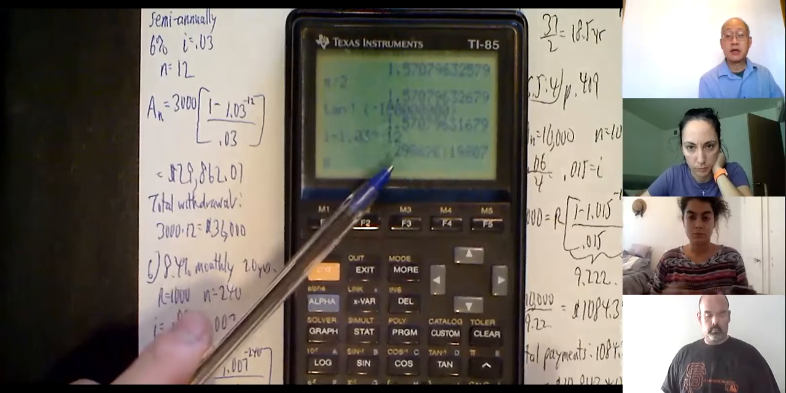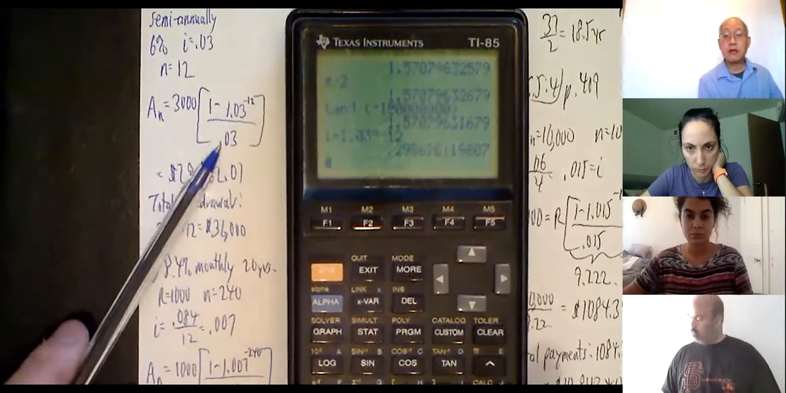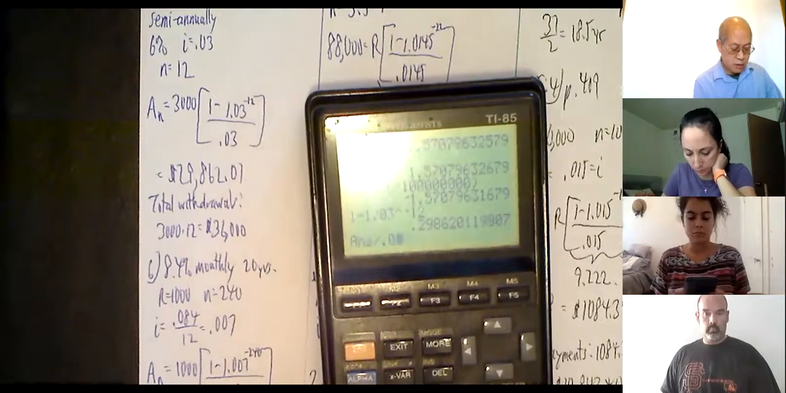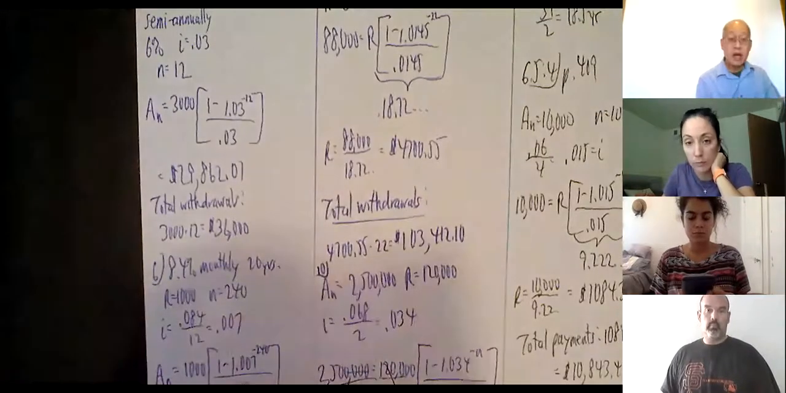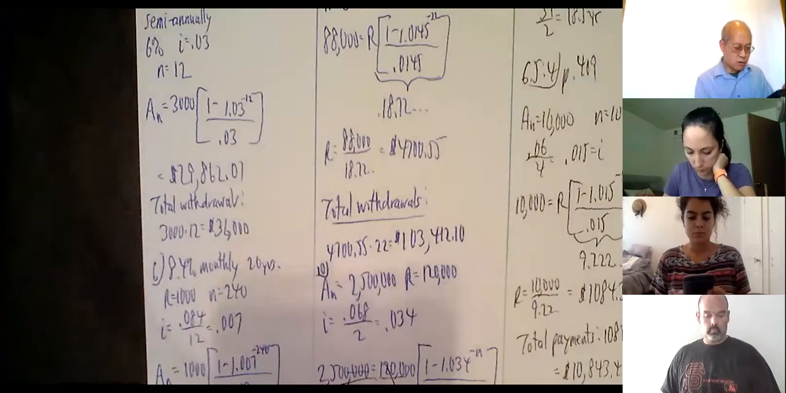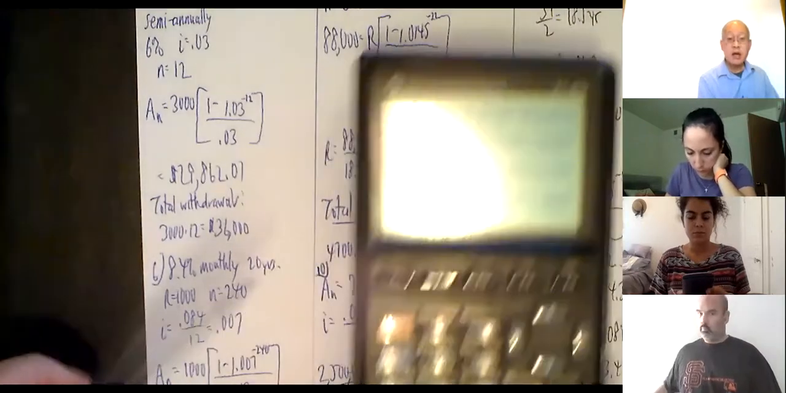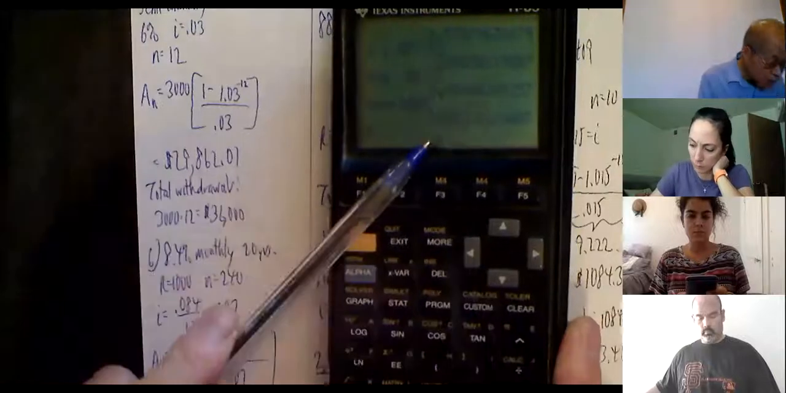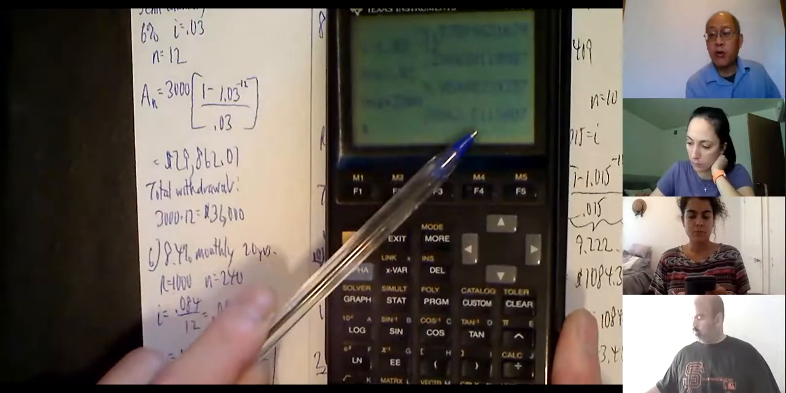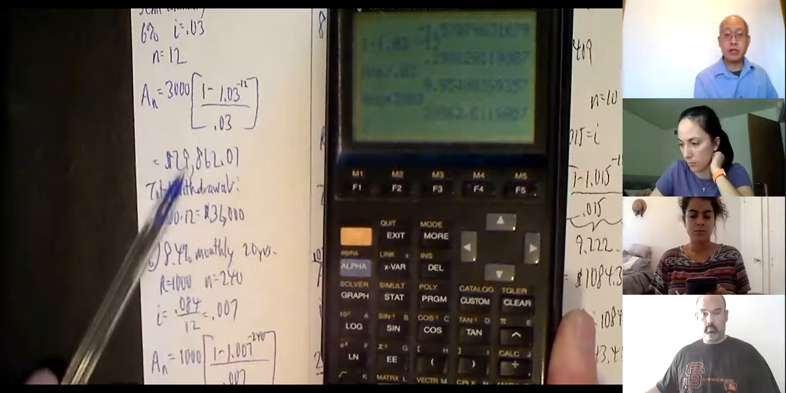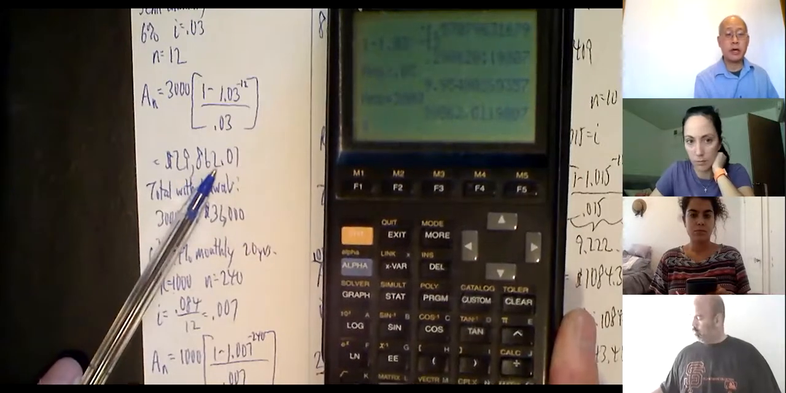Okay, so I get this thing, and then I'm supposed to divide it by what? 0.03, so divided by 0.03, and then times 3,000. Okay, so times 3,000, and there, 29,862.011. So 0.011 would mean 0.01. So there it is, $29,862.01.